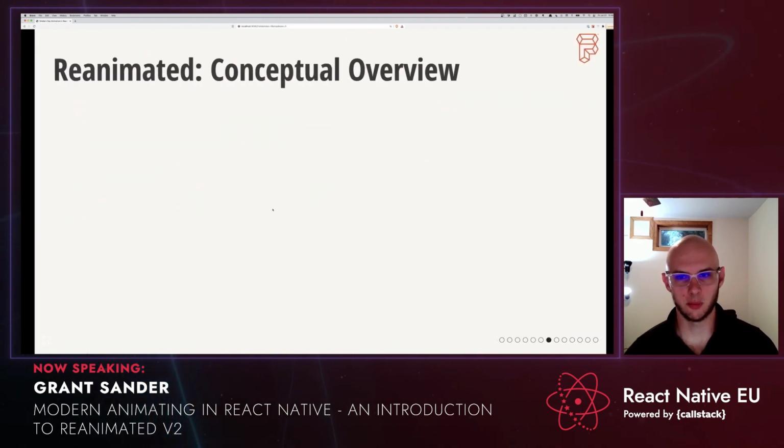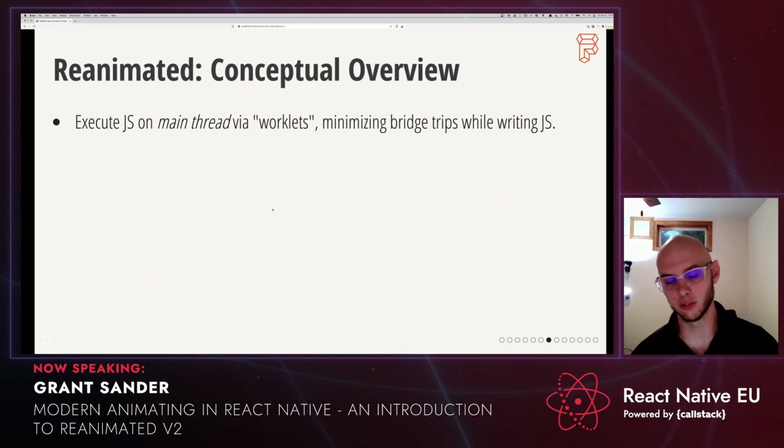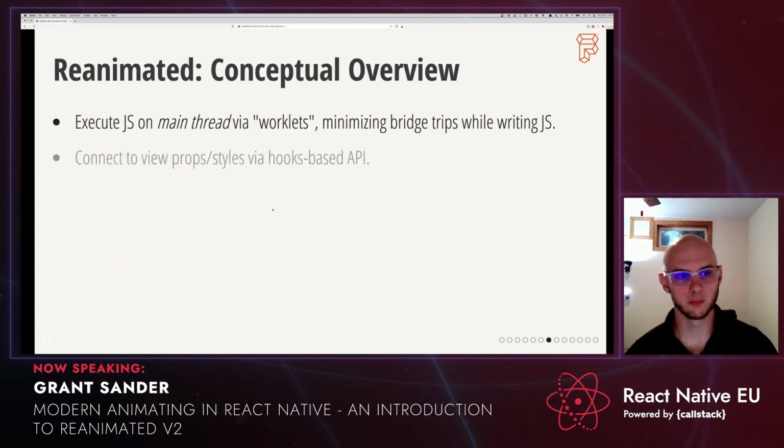So let's do a quick conceptual overview of Reanimated. This is just barely scratching the surface, but I just want to get enough on the table here so that we know what we're talking about. So Reanimated executes JS on the main thread via these things called worklets, and it minimizes bridge trips. So you're basically writing JavaScript functions. They get executed on the main thread, and that's pretty awesome because you can write native logic, logic that's executed natively, while writing it in JavaScript.